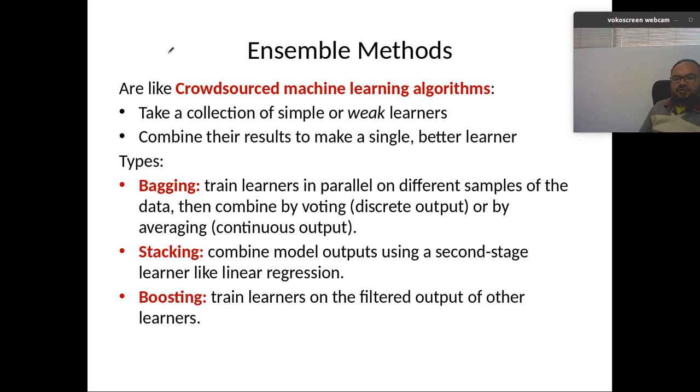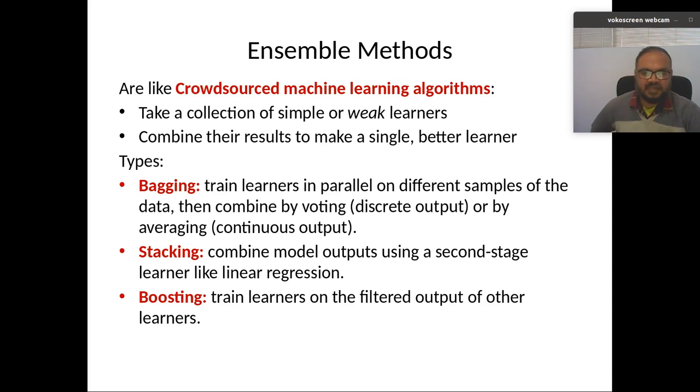Next are a series of algorithms which are called ensemble methods. They are like crowdsourced machine learning algorithms. In ensemble methods, we take a collection of simple or weak learners and we combine their results to make a single better learner. The types of ensemble methods are Bayesian. In Bayesian, we train learners in parallel on different samples of the data and then combine by voting, which gives us a discrete output, or by averaging, which gives us a continuous output.